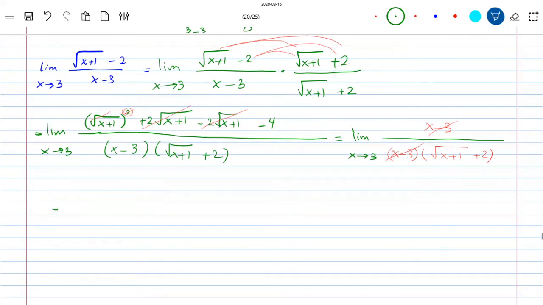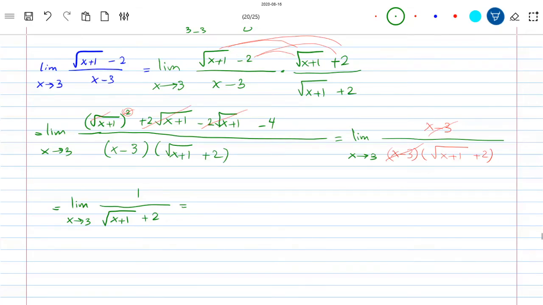So what is left? I have limit. Numerator is only 1. Denominator is square root of x plus 1 plus 2. You may ask yourself that I didn't get rid of the square root, but that was not our purpose. The purpose was to get rid of 0 over 0.